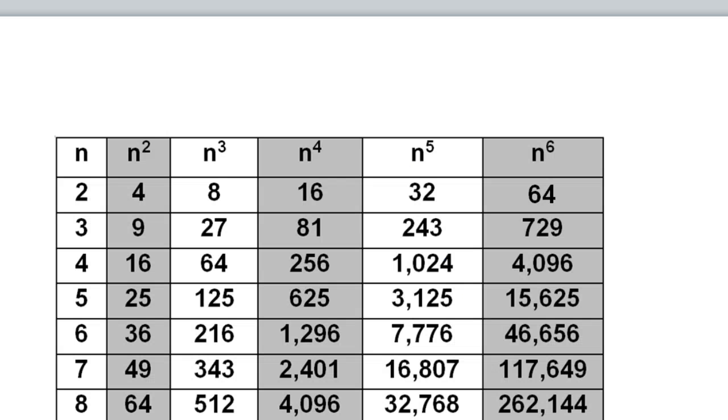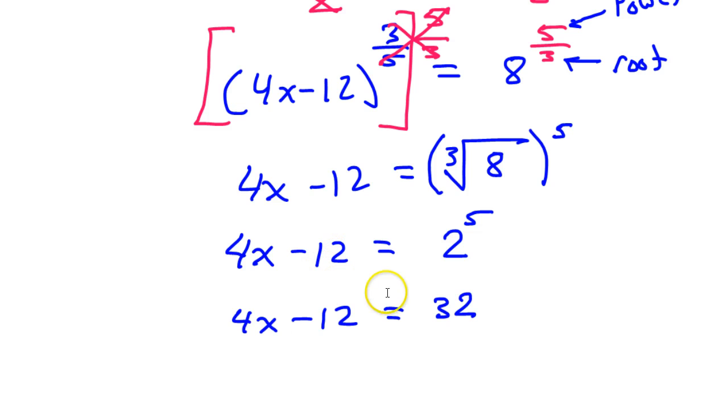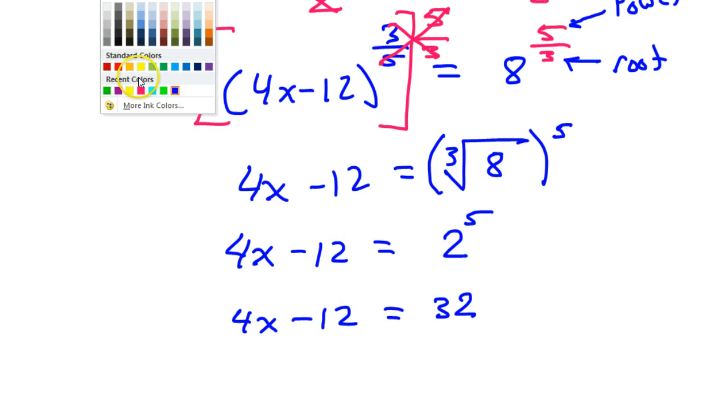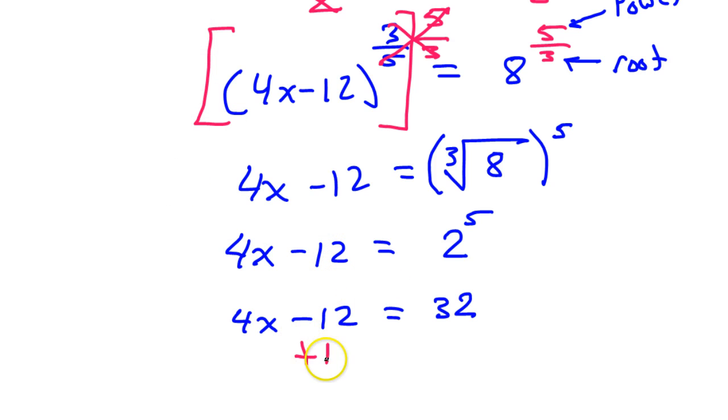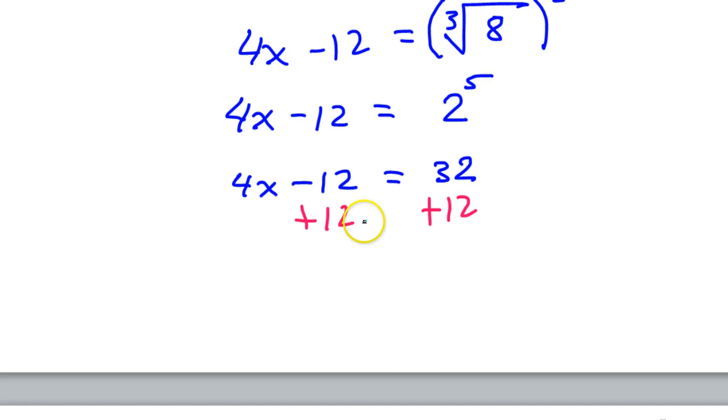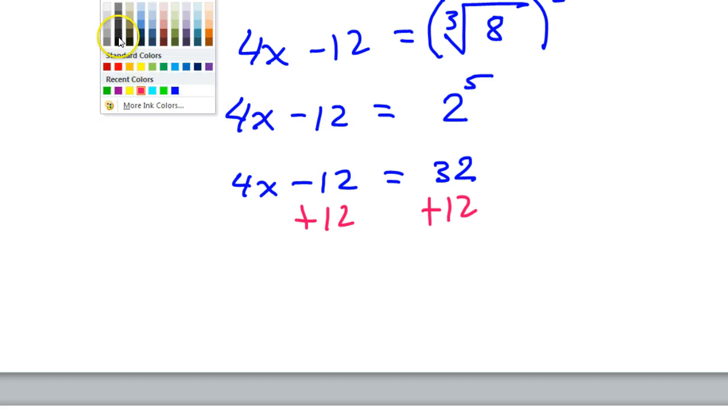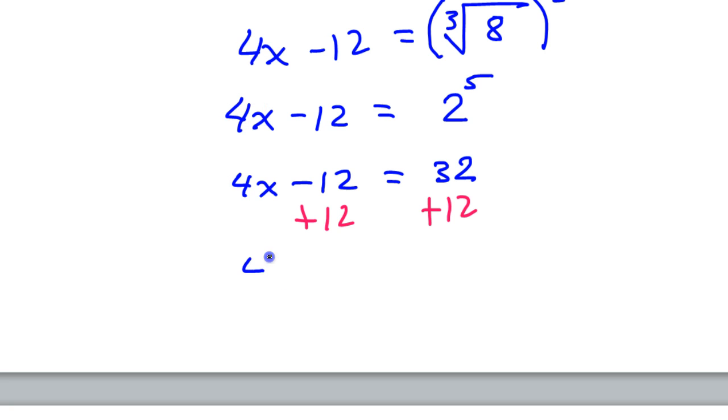Alright, if you did not know that, use your exponent table. 2 to the 5th power is 32. Okay, now let's add 12 to both sides. Running out of paper. Don't you know? So that'll be 4x is equal to 44. Excellent.